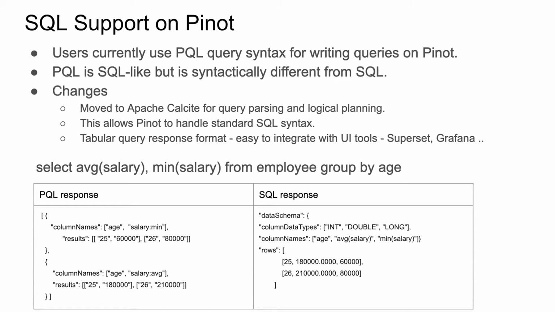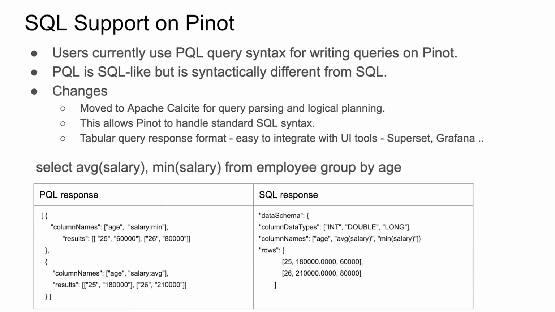In PQL, the response was not tabular because each aggregation was returned as its own result. So the first result here is for the min aggregation function, and that is there along with its group by key. And then we have the next set of results, which is the average aggregation function, along with the same group by keys. So this is not tabular. In the SQL world, the response is completely tabular.